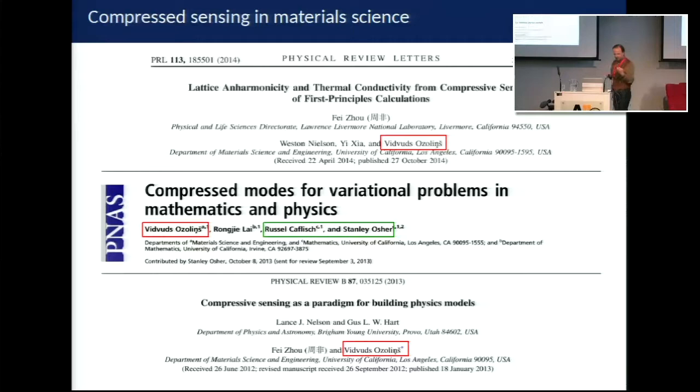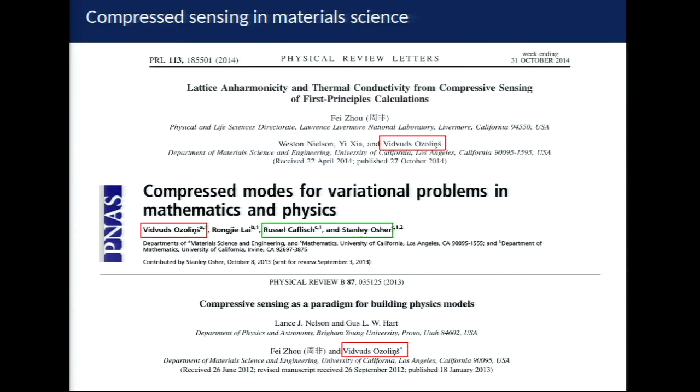But before I get to that, I want to show that this formulation of the problem was not new when we started. Specifically, this guy Ozolins used compressed sensing for problems in materials science, and they all fall into the class of basis set extraction. The mathematicians behind these are mainly these two, Russel Caflisch and Stanley Osher, in particular at IPAM in LA. Stanley Osher is one of the main people in compressed sensing.